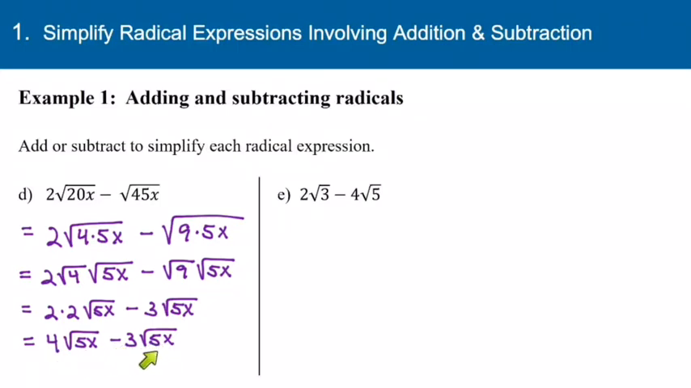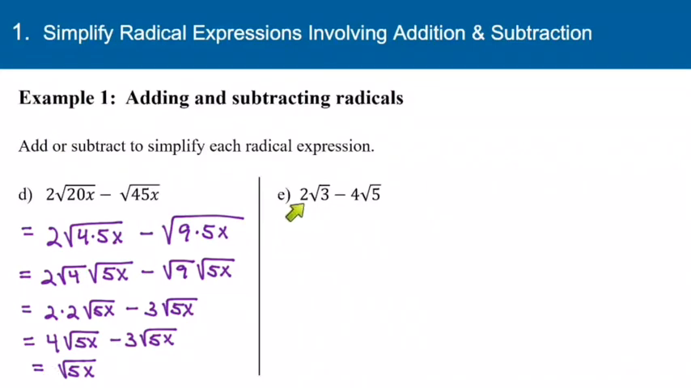And now the radicals are exactly the same. And so now we can combine coefficients and say 4 minus 3 is 1. So we get 1 square root of 5x, which is just written as square root of 5x. You don't even need the 1 in front.